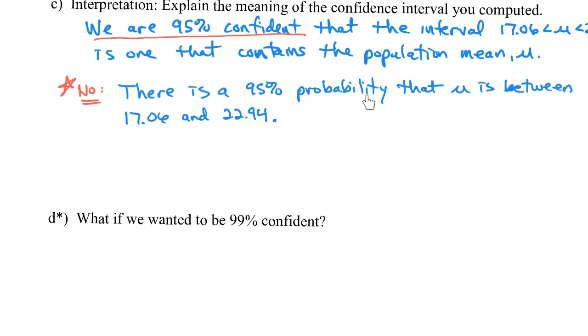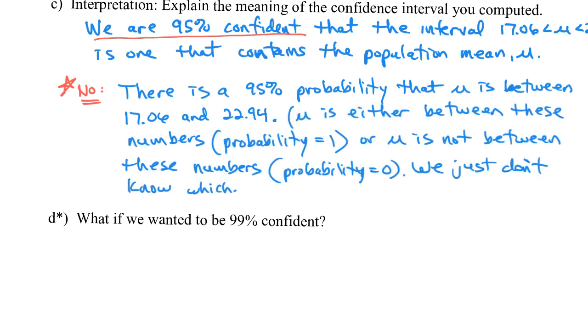There's not a 95% probability that it's between here. There is either a 100% probability, because that would mean mu is between these numbers. Maybe mu is 20. If let's say mu is 20, then I could say there's a 100% probability that mu is between here, right? If mu is 15, I'd say there's a 0% probability that mu is between here. But the thing is, we don't know where mu is, so we can't say anything like this. So we don't want to say this.